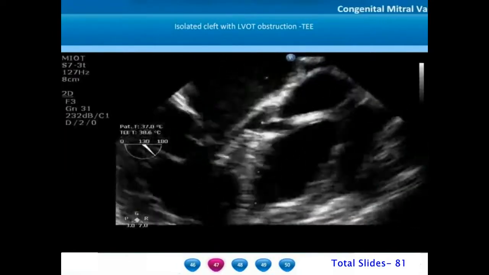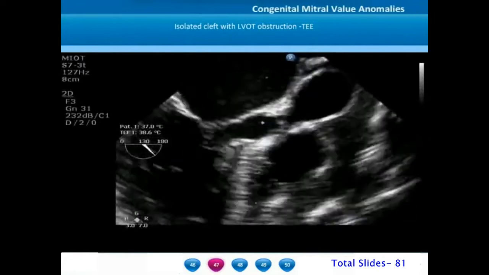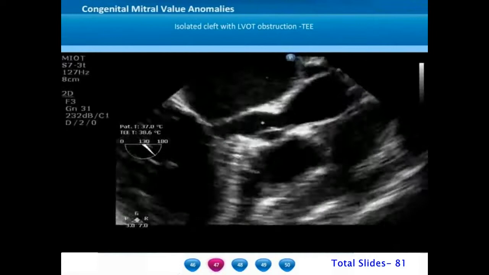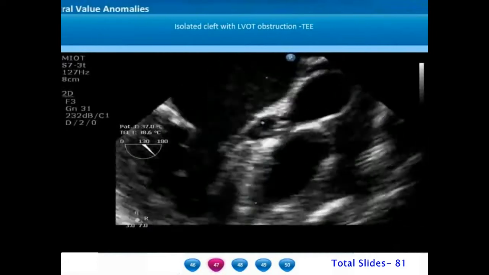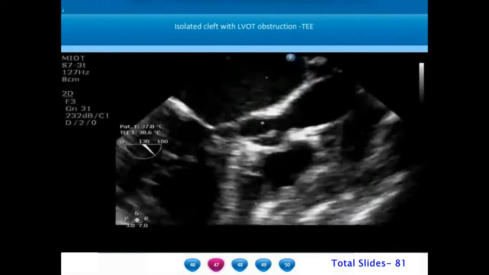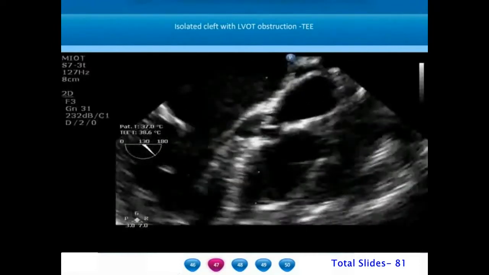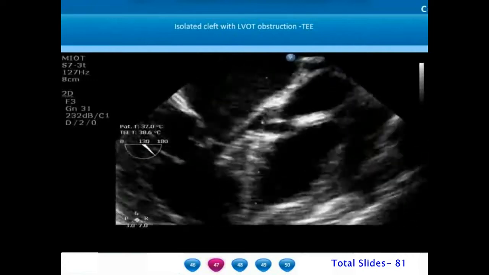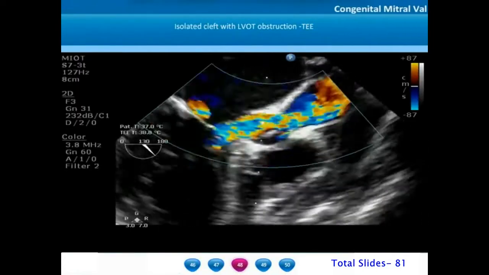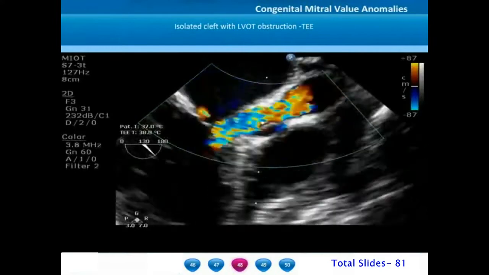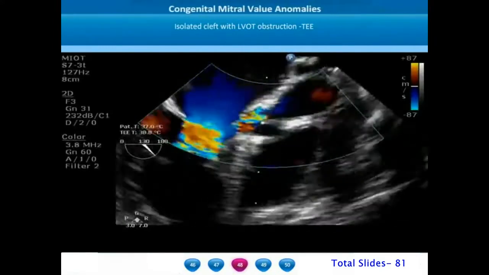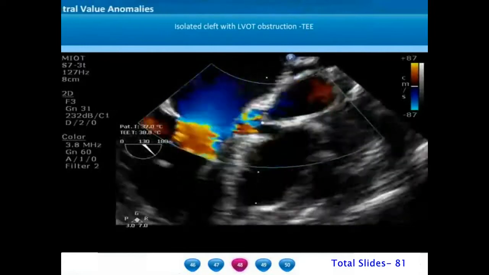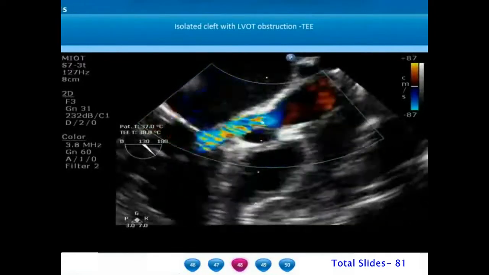On the long axis view of the mid-esophageal transesophageal echo view, we can appreciate the caudal attachment from the anterior mitral leaflet towards the intraventricular septum. So this narrows the left ventricular outflow tract and causes a subaortic gradient. The color flow turbulence of the left ventricular outflow tract is caused by these anomalous cleft chordae. We can also notice that there is a mild mitral regurgitation.